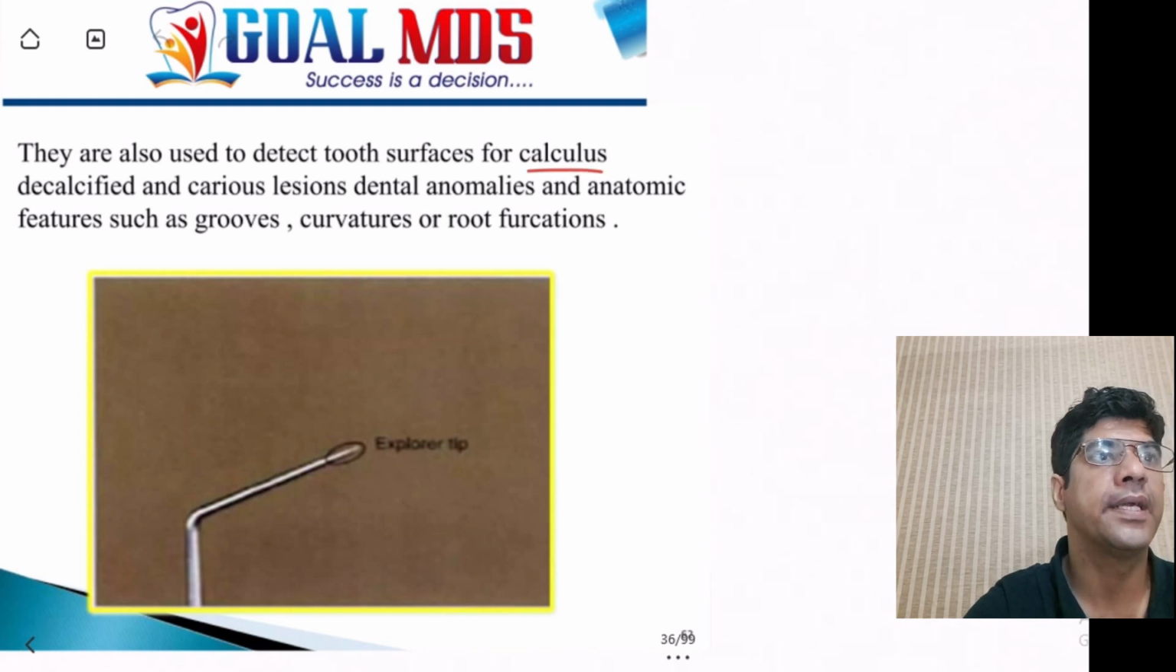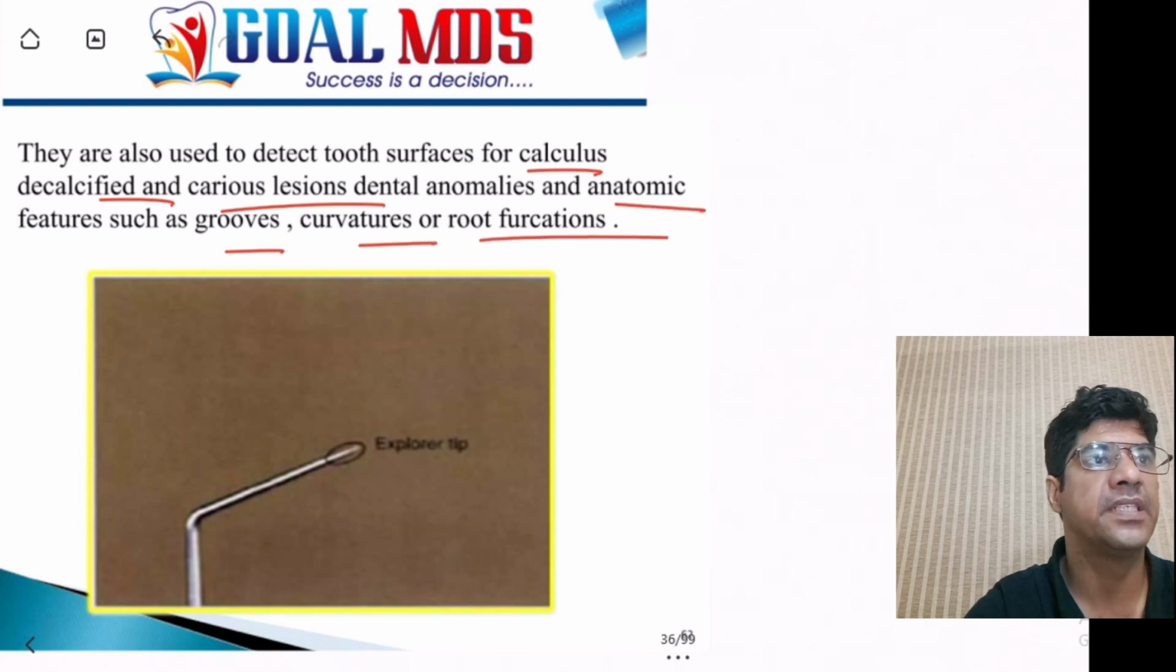So they are used to detect surfaces for calculus, decalcified areas, carious lesions, and anatomical features like grooves, curvatures, or root furcations.